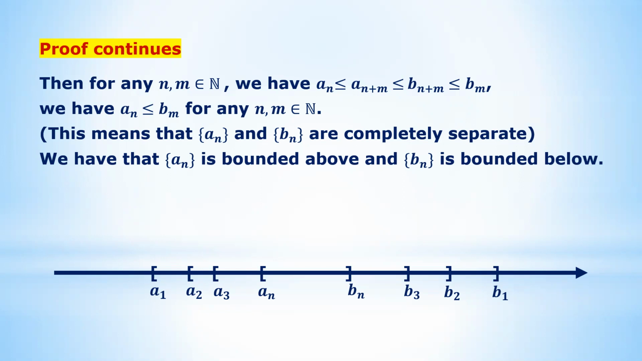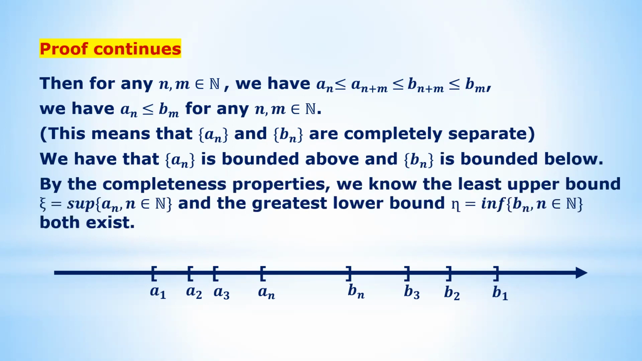And for the same reason, the sequence b_n is bounded below, because every term from the a_n sequence becomes a lower bound for the b sequence. So these two sequences, one is bounded above, one is bounded below, obviously. Now, by the completeness property, we know that every sequence bounded above has a least upper bound, right? So obviously a_n will have its least upper bound, and we denote c to be the least upper bound for a_n.